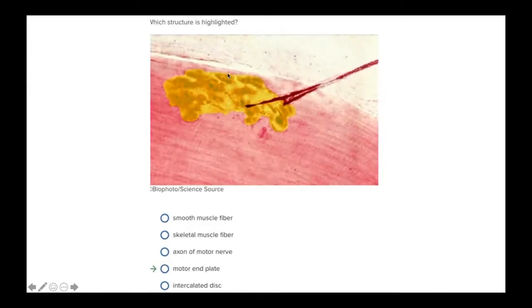Now here, what is this structure that's highlighted? This again is the neuromuscular junction. What's being highlighted is the motor end plate. The motor end plate refers to the muscle itself. Where the nerve and the muscle interact is the neuromuscular junction. And in that space of the neuromuscular junction, there's a lot of magic that happens there.